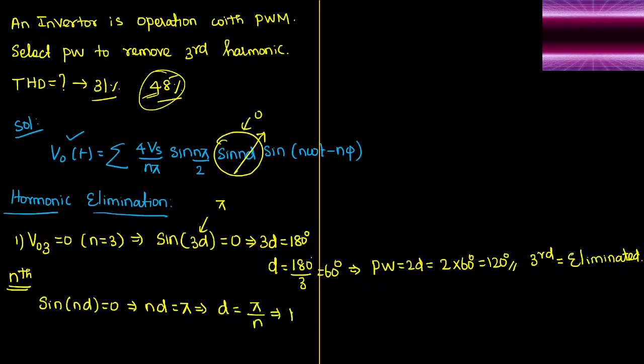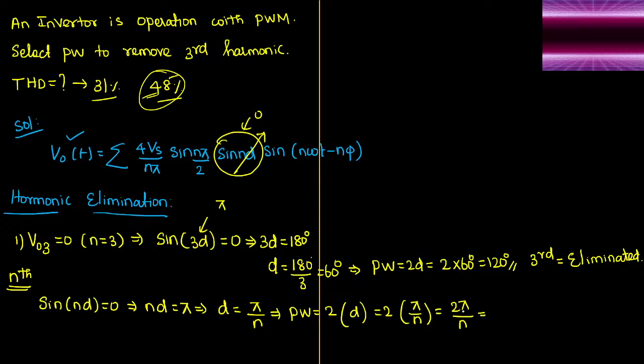From this I can say pulse width for the nth order harmonic is going to be what? Pulse width means 2 times d, whereas what is the value of d? Pi by n. So this can be further written as 2 pi by n. That is the general harmonic pulse width expression. So in order to eliminate the nth order harmonic, the pulse width must be 2 pi by n.